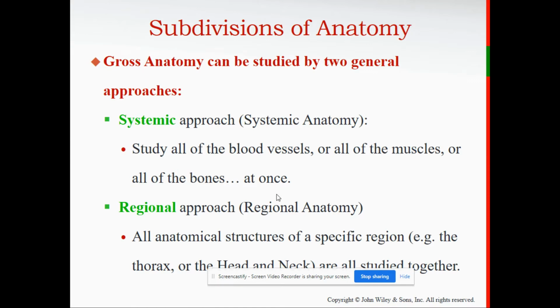The regional approach deals with an area, and depending on the area or region of the body, that can encompass multiple systems. For example, you look in the abdominal region, you're going to have digestive organs, you'll have cardiovascular tissue in there, you'll have part of the endocrine system in there. There are lots of other systems that you can find representatives of in, say, a section of the abdominal cavity. So we're not going to do a regional approach.